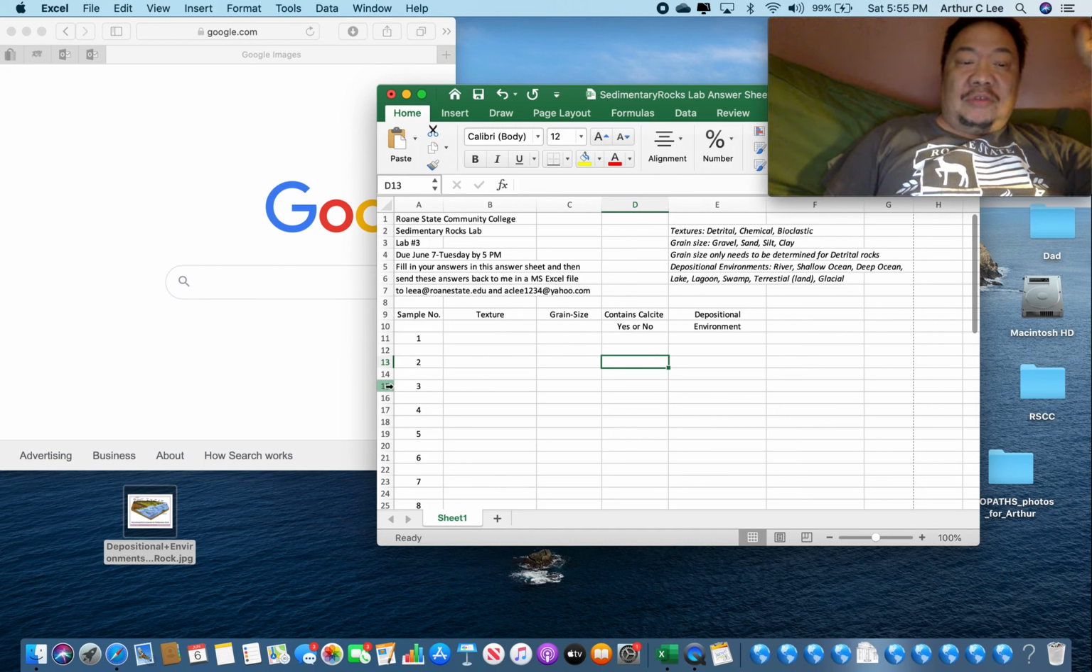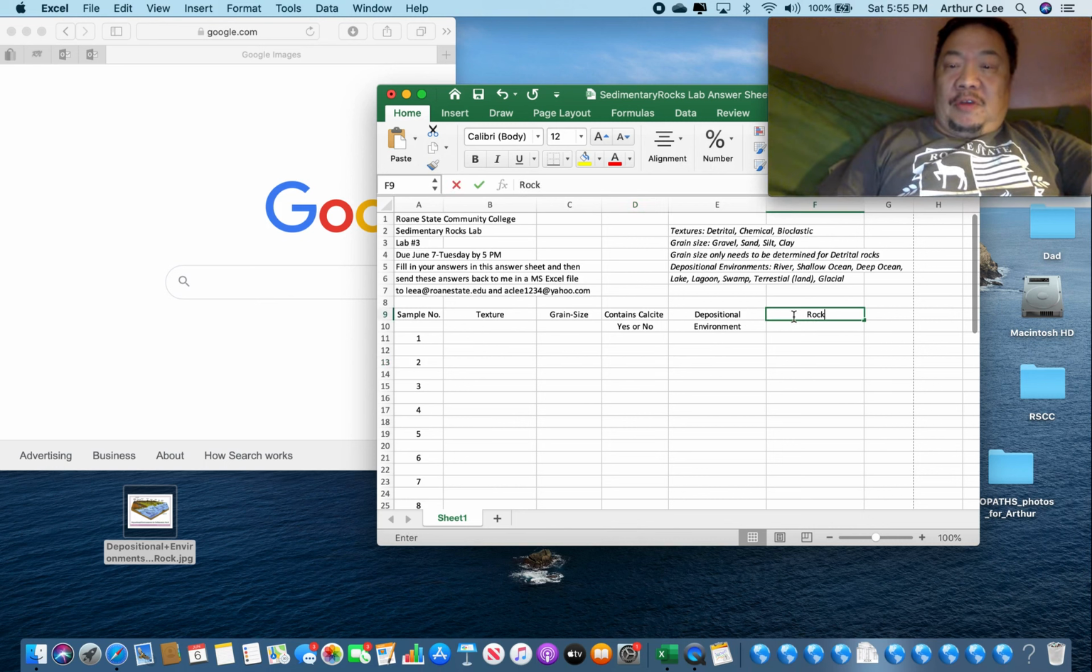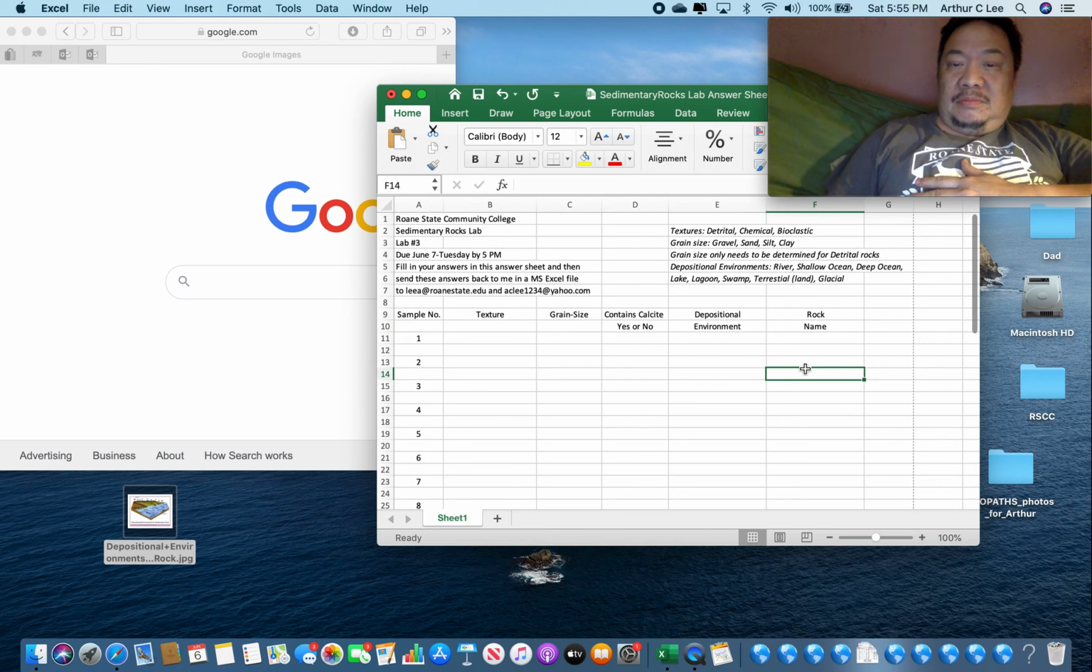Here, I'm going to send you an answer sheet. And you're going to get 15 different sedimentary rocks. And they're going to be in bags labeled 1 through 15. And your job is to figure out which rock is which, and also these other things: texture, grain size, does it contain calcite or not, and the depositional environment. So I'm going to show you how to do that.